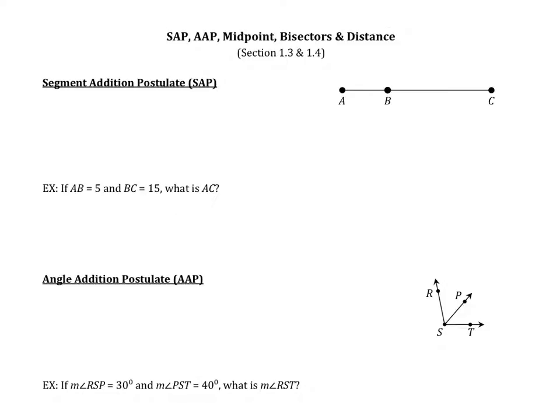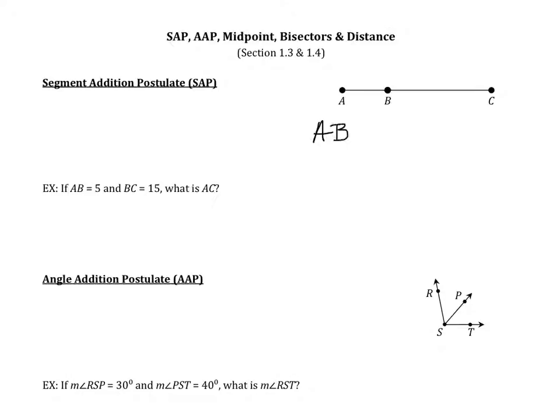Okay, the segment addition postulate, the angle addition postulate, the midpoint and bisectors and distance. Segment addition postulate refers to a segment that's in pieces. It has 3 letters or more on it, and we can say that the pieces of the segment will add up to equal the whole segment. In other words, segment AB plus segment BC will equal AC.